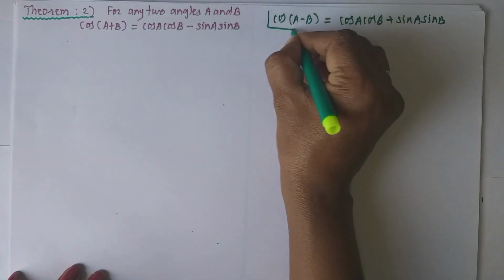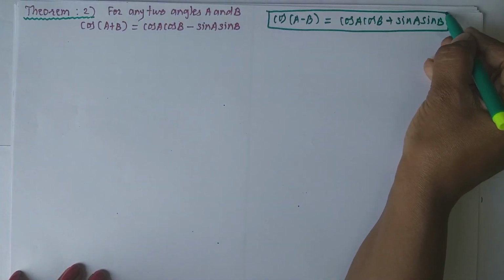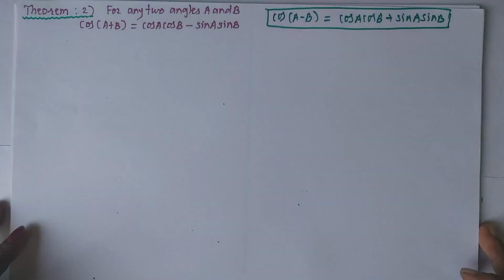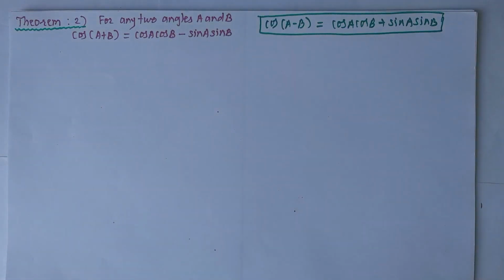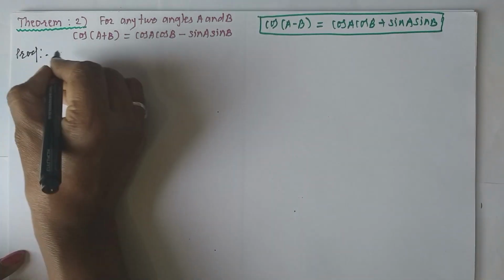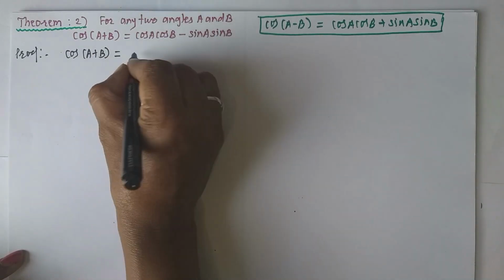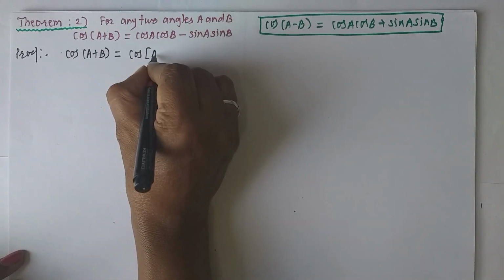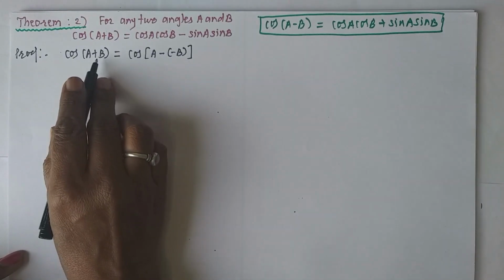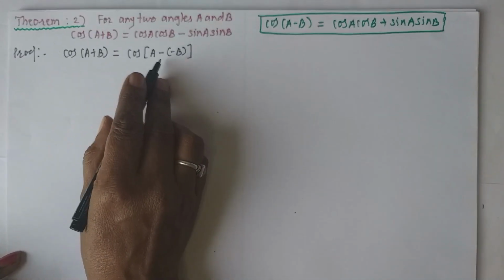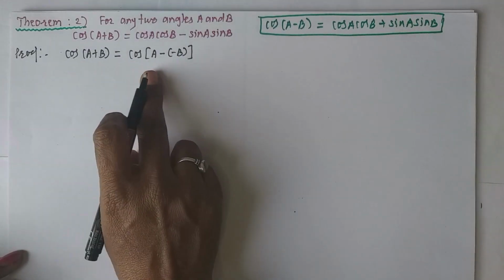This is our basic formula which we have just derived. If you remember this formula, then it is very easy to derive the proof. Now see here what is given. This cos A plus B can be rearranged as cos A minus of minus B. Now use this formula for this.